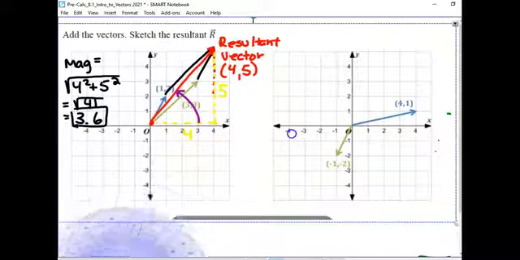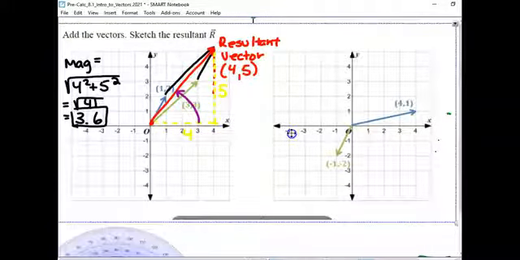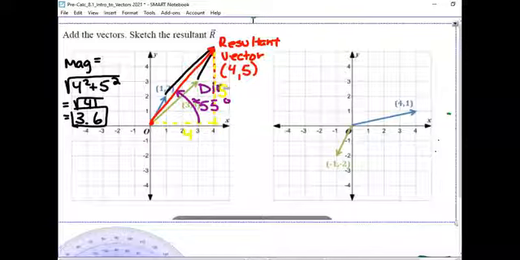Again, we're just estimating right now, because in the next lesson we're going to find angles by using SOHCAHTOA, law of sines, and law of cosines. So right now, it's just, okay, this is about 55 degrees. That is the direction. So the direction is about 55 degrees.